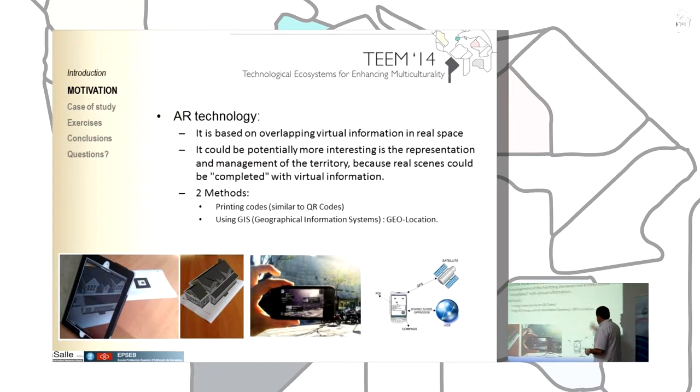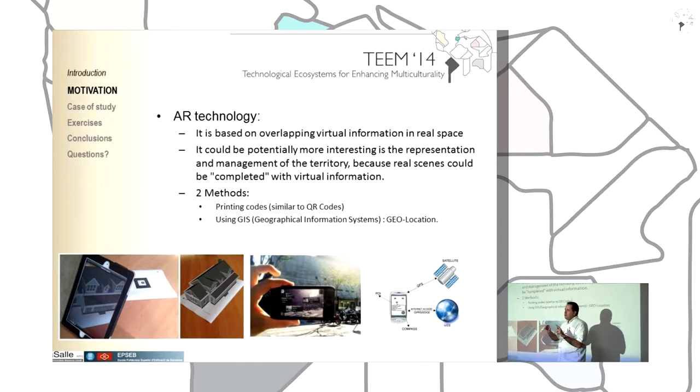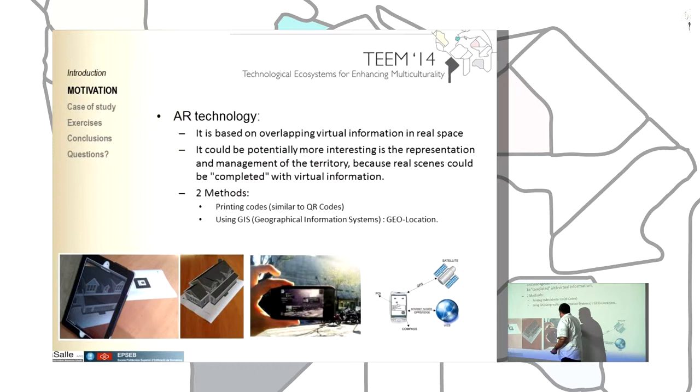using geolocation, and when you are viewing the space with your device, you can view the information that you programmed in the device. For example, in this case, when we focus on the building, we can view some type of label with information related to the building.